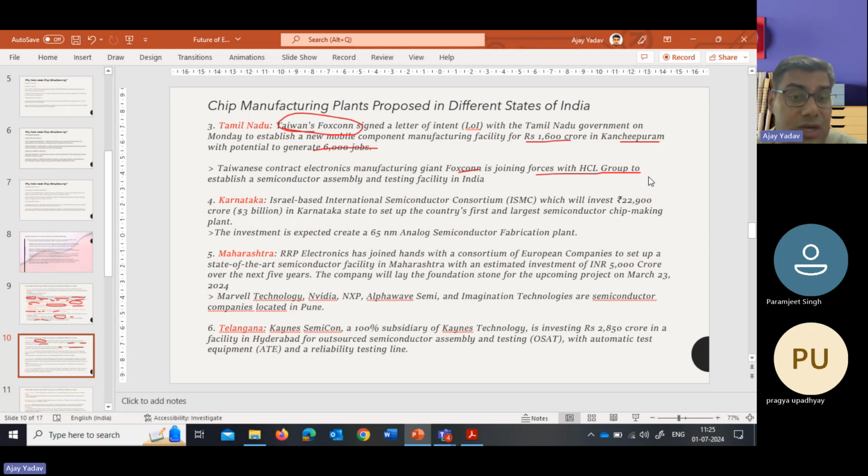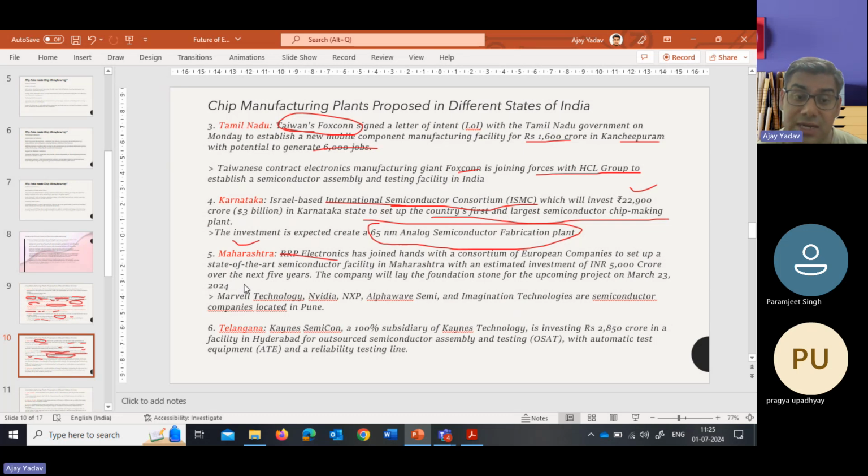And the fourth one is Karnataka. They have also signed an MOU with the Israel-based International Semiconductor Consortium, and there will be an investment of around 23,000 crore here also. And it will be the country's first and largest semiconductor chip making plant. They are working on a 65 nanometer analog semiconductor fabrication plant. Similarly, in Maharashtra, RRP Electronics is there. They will be working.